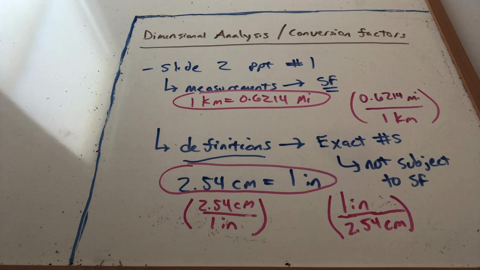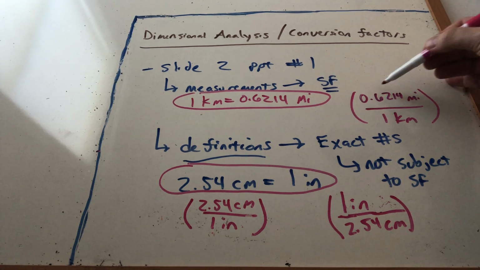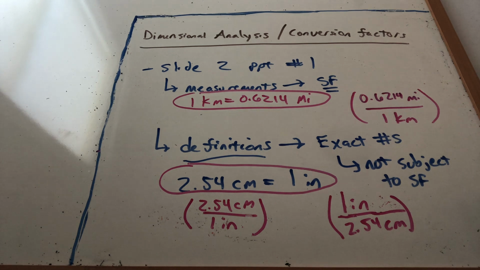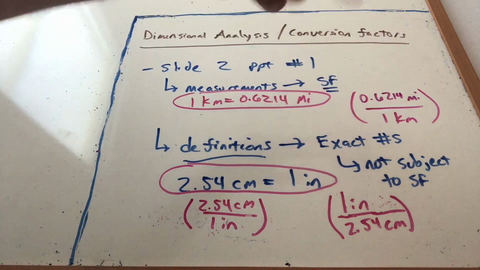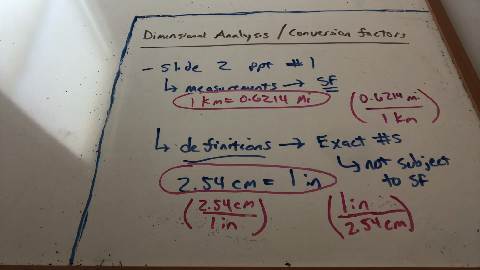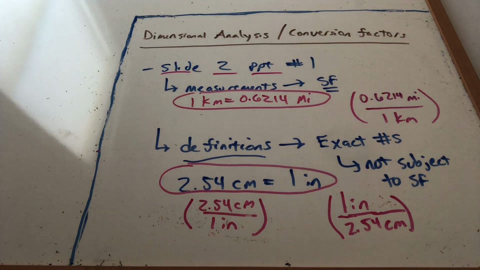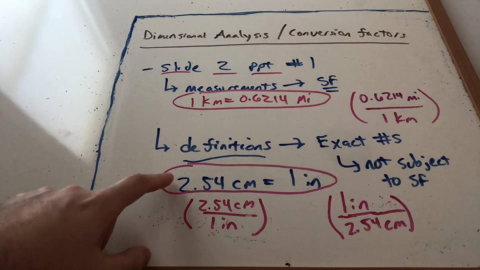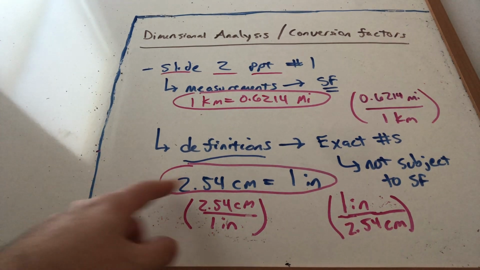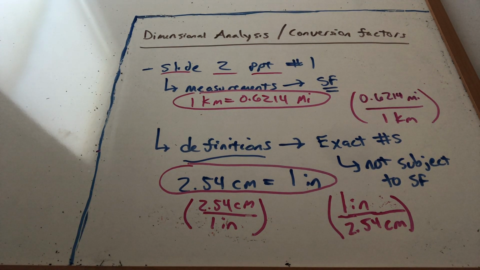Now, conversion factors are often associated with multiplication. So when I use this in a calculation, I have to be mindful that there are 4 total significant figures here, whether I use this version or the flipped version. So when you look at this slide 2 PowerPoint, don't think of it as something that you have to memorize. Some of these we'll use often enough that you will memorize them, like 2.54 centimeters is 1 inch.